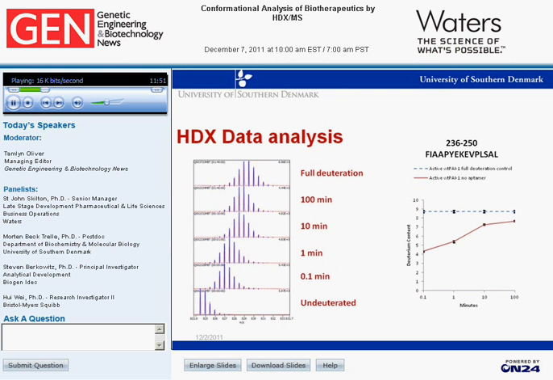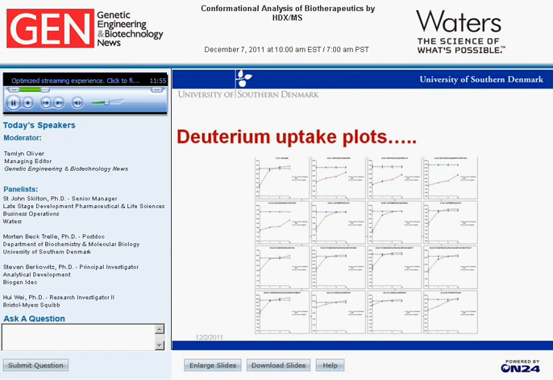And if we then look at all the different deuterium uptake plots for all the peptides, we get something like this, which obviously contains a high degree of quantitative information about the deuterium uptake throughout the molecule, but it's a little bit difficult to interpret this data in relation to the three-dimensional structure of the protein. So what we really like to do next is to create heat maps of the data.